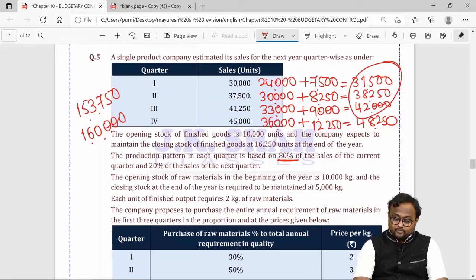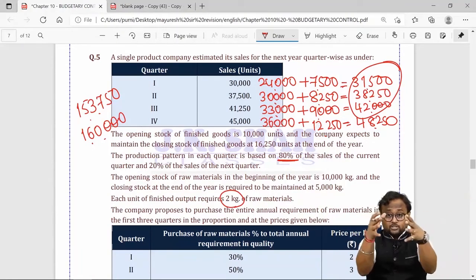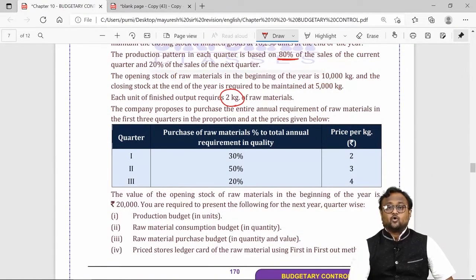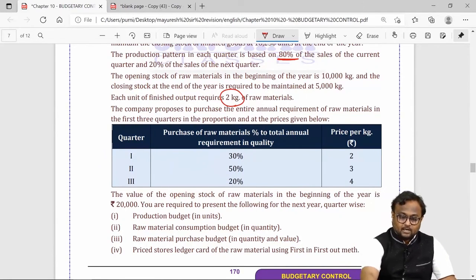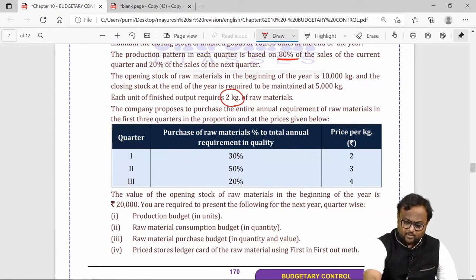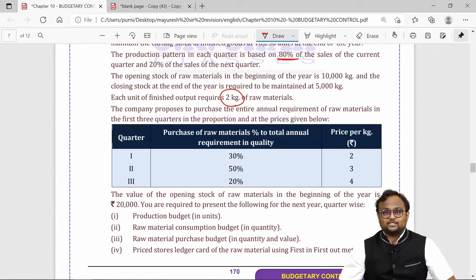Simple. You can find out the consumption by applying 2 kgs. You will get consumption of each quarter. Take the total consumption of all 4 quarters, add closing stock of material less opening stock of material, and that will give you the quantity to be purchased. For example, 1,60,000 into 2, 3,20,000 is your total consumption requirement. You want closing stock of 5,000 after that. You already have 10,000 with you. 3,15,000 is required to be purchased.